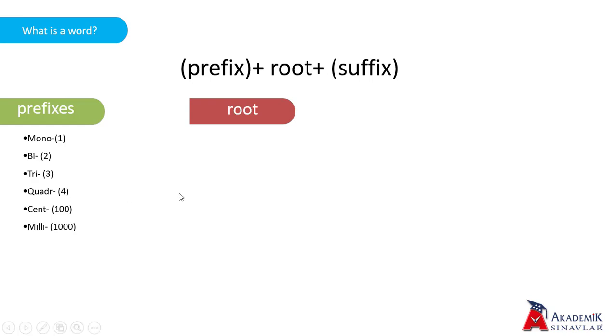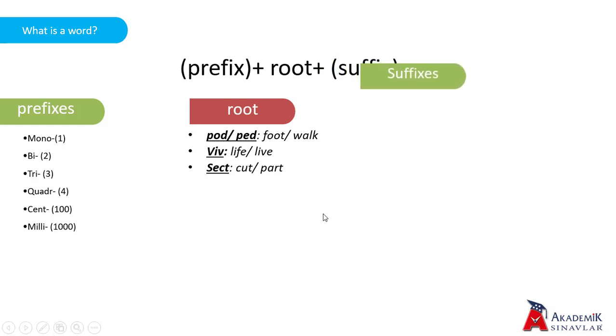In the next part, you can see the roots, which are the base part of a word. In this lesson, I just chose 3 of them. Pod or ped, which means foot or walk. Viv, which is like life, you can see. Life, live. Sect, which means cut or part. And last part will be suffix.